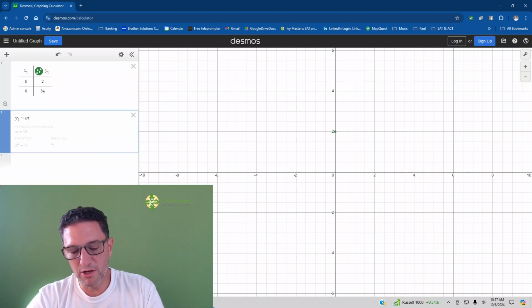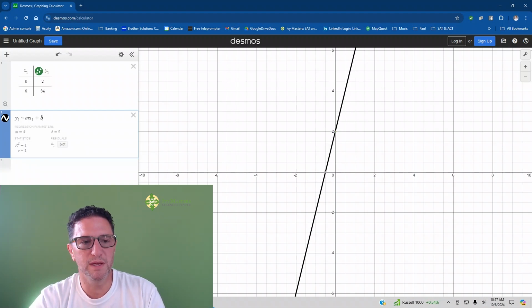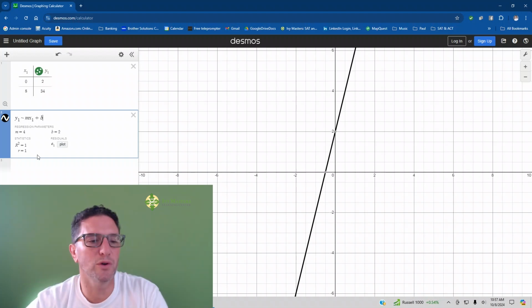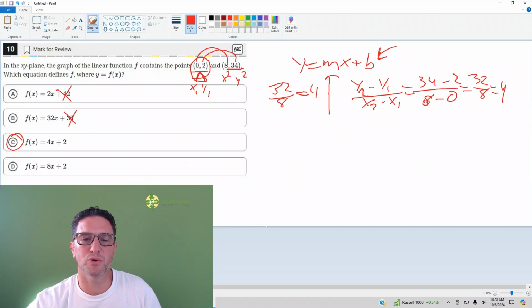And then m you could just leave as m, but you have to put x1 instead of x. If you write the 1 right after the x and the y, it'll automatically appear, then plus b. And then it gives it to you. In y equals mx plus b, your m is 4, so it's y equals 4x, and your b is 2, so y equals 4x plus 2, which, once again, is answer choice C.